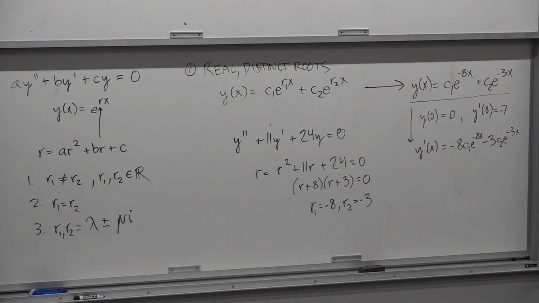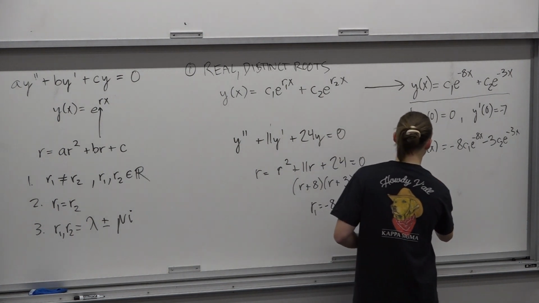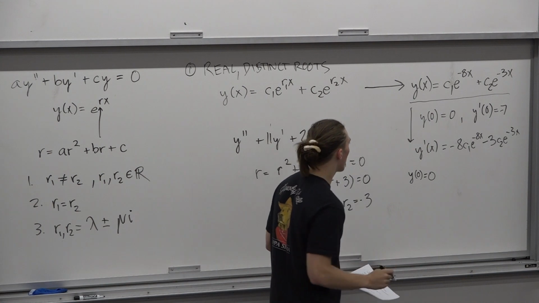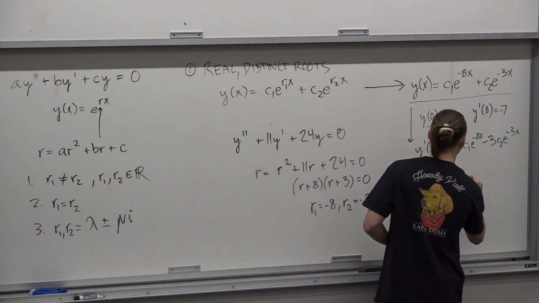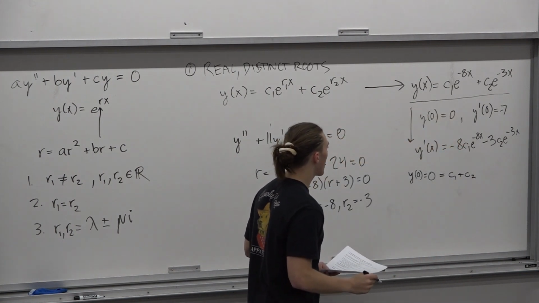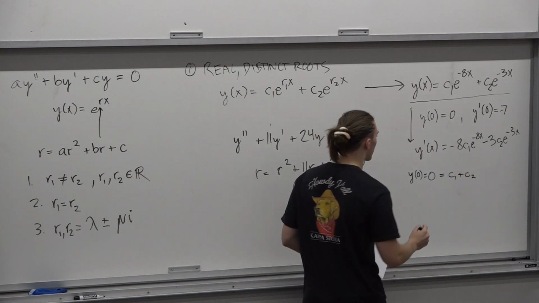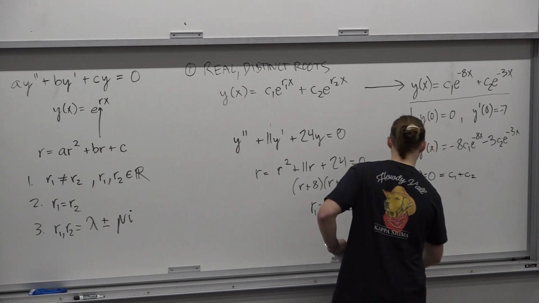We have these two equations. We plug in the initial values. So here we have y of 0 equals 0. It's pretty nice. It simplifies to c1 plus c2. And then we plug in our y prime of 0 equals negative 7 here.